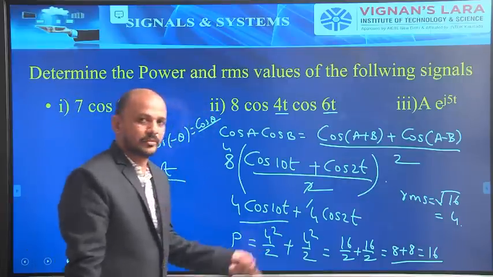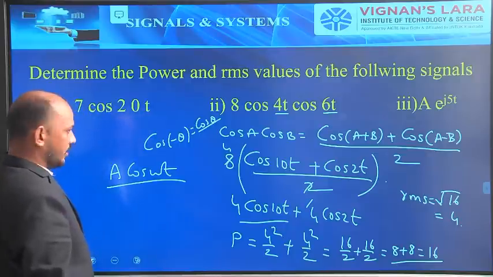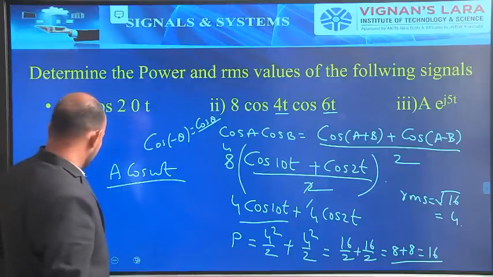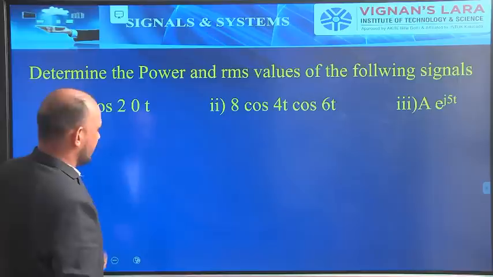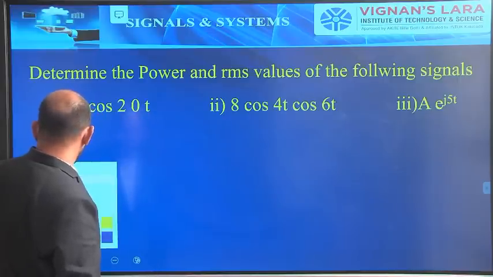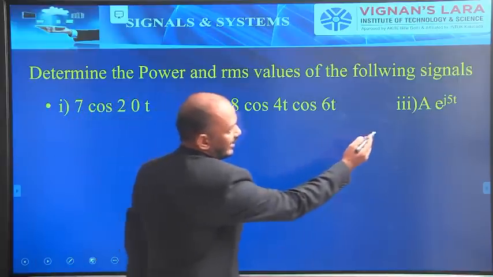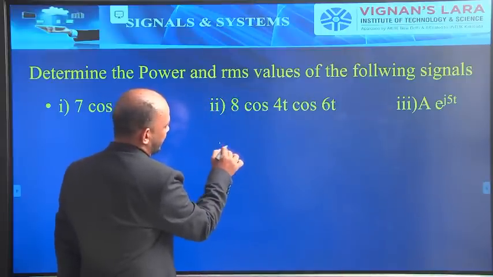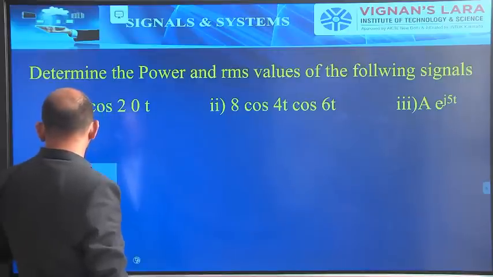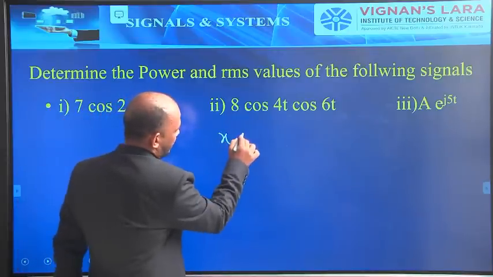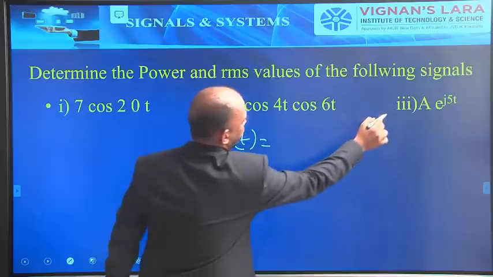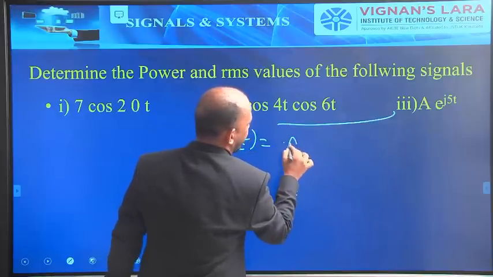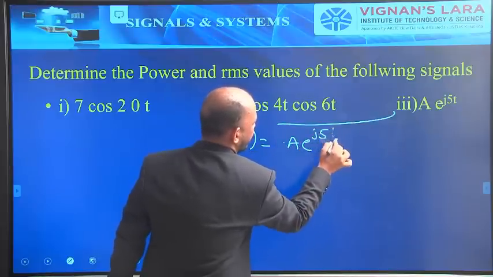Okay, so the second model. I hope you are all clear with this one. Now I will go for the last example, the third one, that is A into e power j phi t. Consider x of t equal to A into e power j phi t.